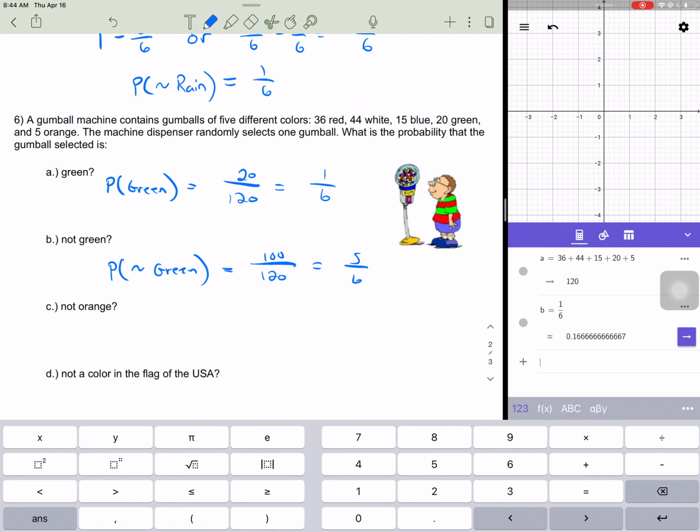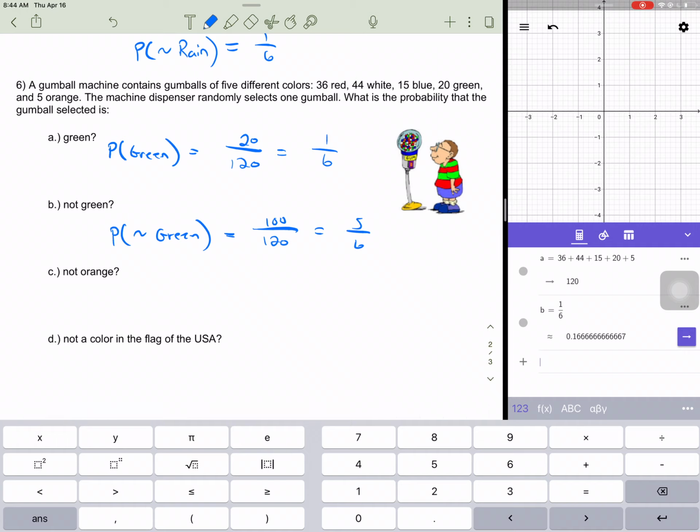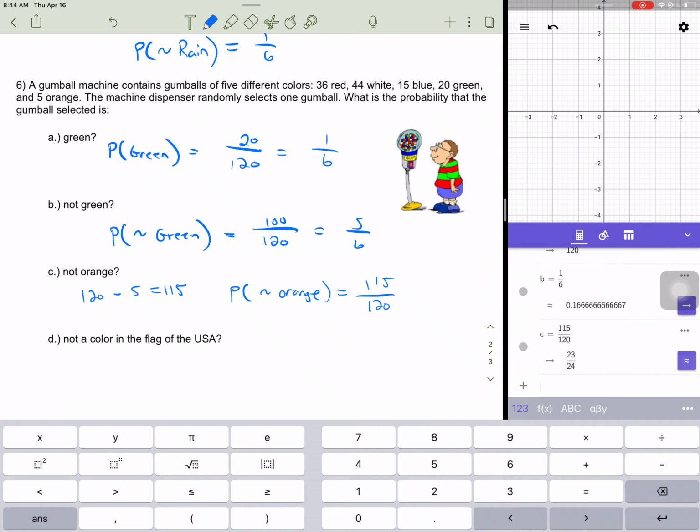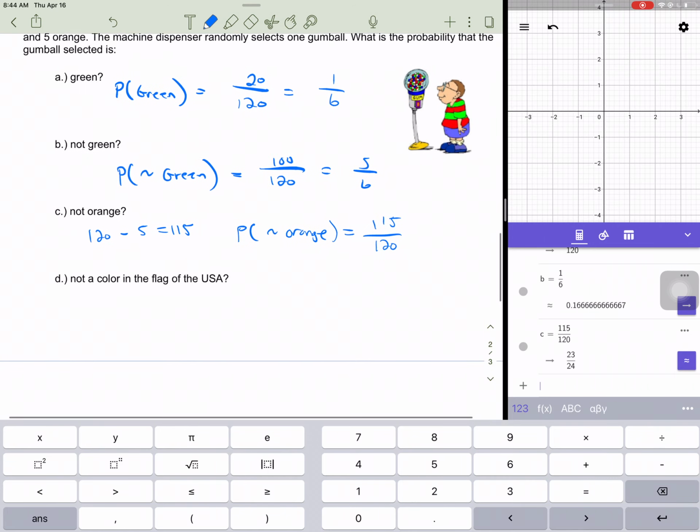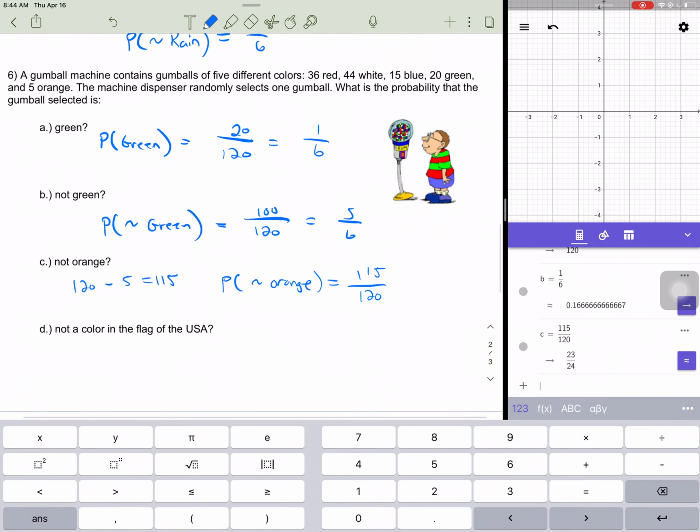What about not orange? Well, 5 are orange, so it's very rare to get an orange, but the probability of not getting an orange, well, what's 120 minus 5? That's 115 are not orange. So the probability of not orange is 115 out of 120, about 23 over 24.